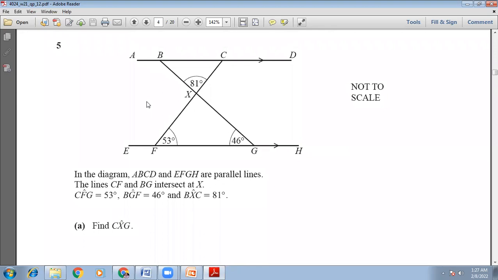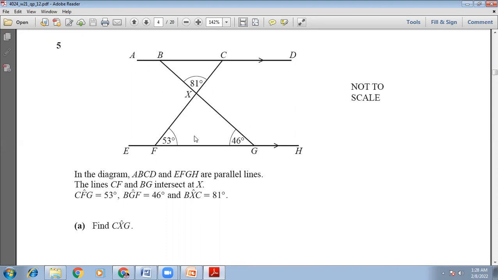Okay, so the next question is question number 5. We have in the diagram ABCD and EFGH are parallel lines. These are the 2 lines and they are parallel to each other. The line CF and the line BG intersect at X.